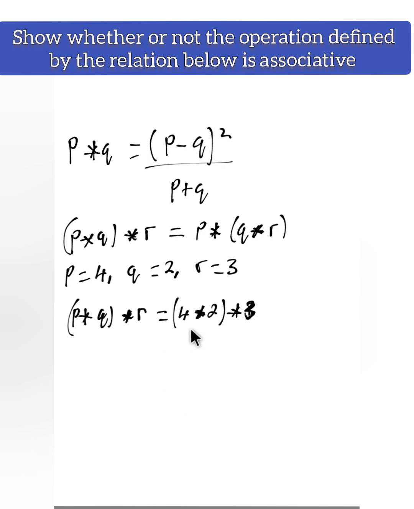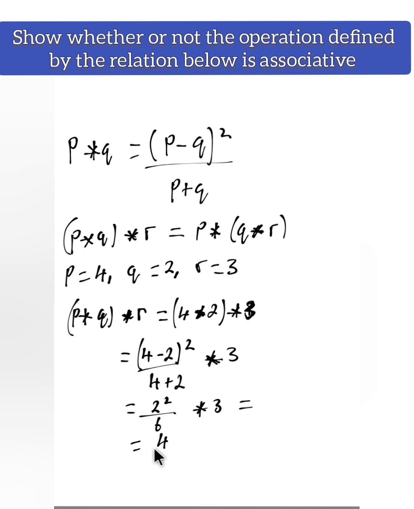Now using the relation above, 4 operation 2 will be 4 minus 2 all square all over 4 plus 2. Using this relation here, then we'll also have operation 3. Okay, now 4 minus 2 is 2, 2 squared all over 6 operation 3. Now if we solve this, this is 4 over 6 operation 3.